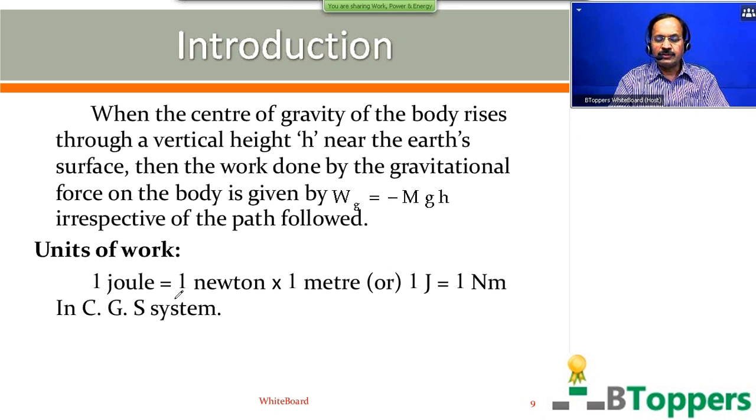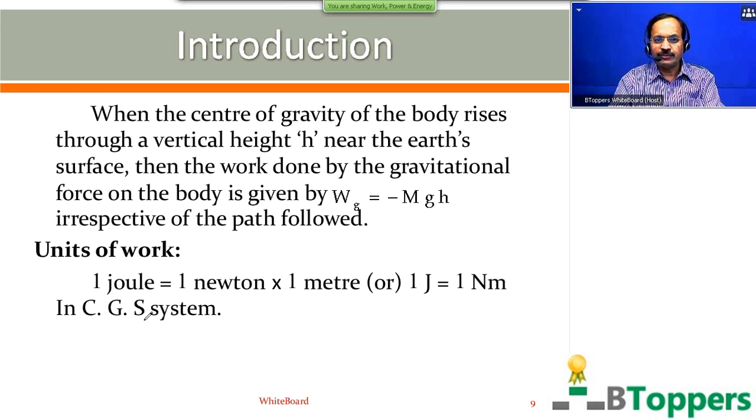So that means when a force of 1 Newton acting on a body gives a displacement of 1 meter in the direction of the force, then the work done by the force is said to be 1 joule.